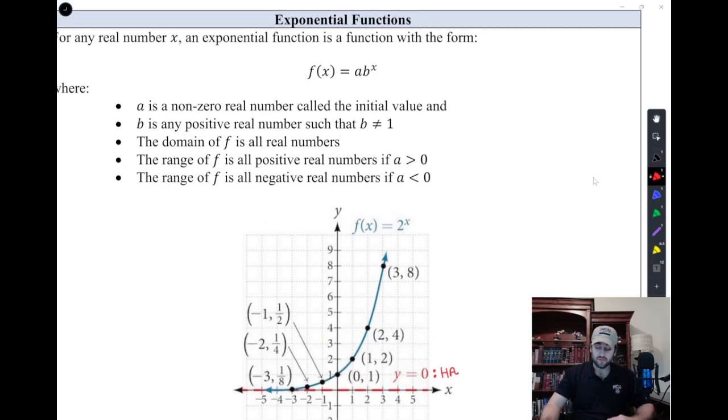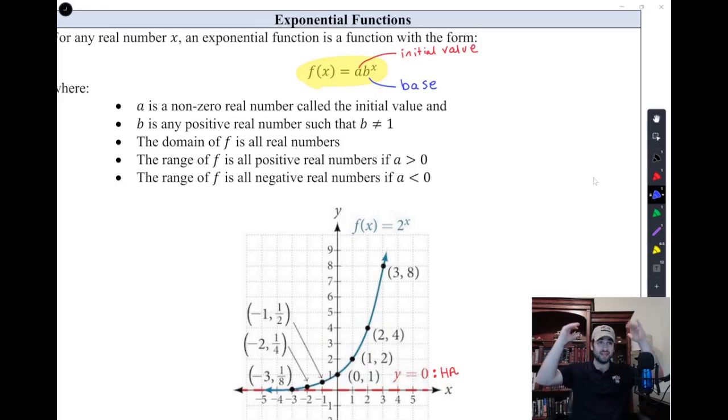And the exponential function looks like this, where you have a being an initial value, b being the base, which is a positive real number that's not 1, and x being the exponential variable, where the variable is no longer on the bottom, but the variable is actually in the exponent now, which is new for this function.